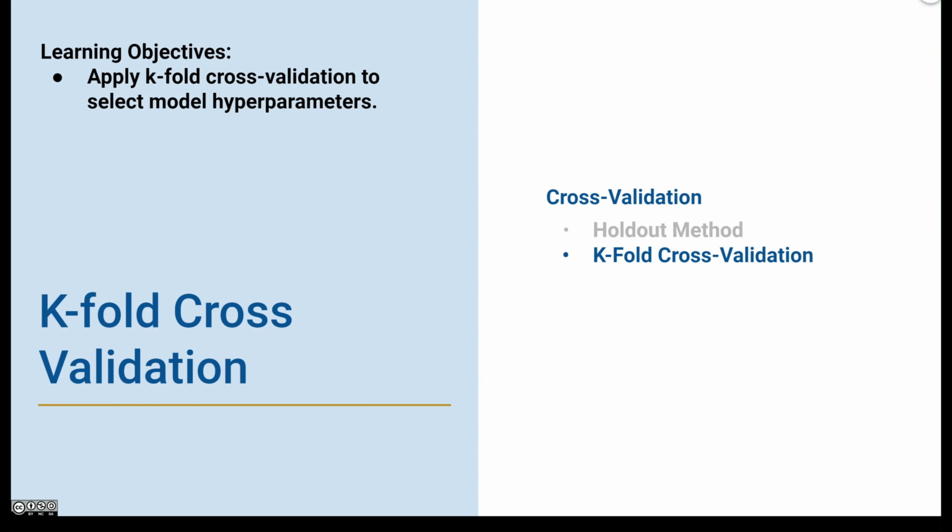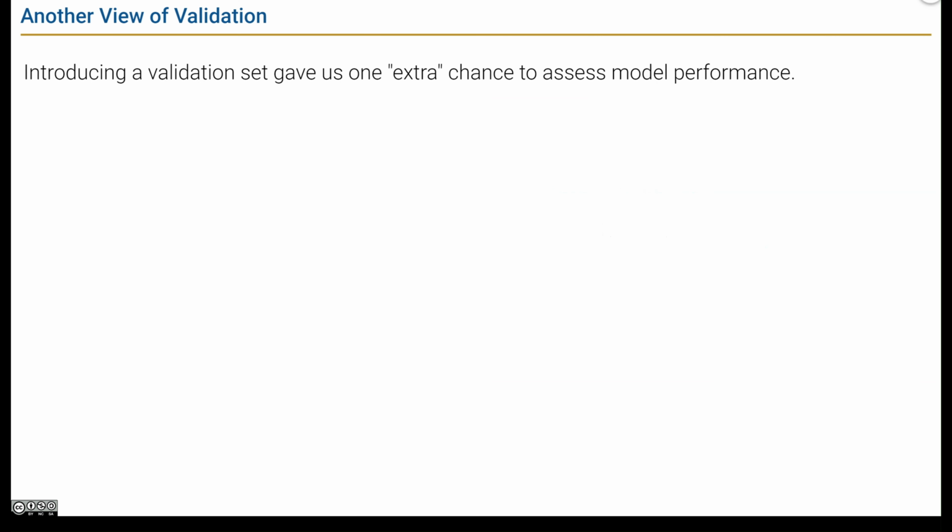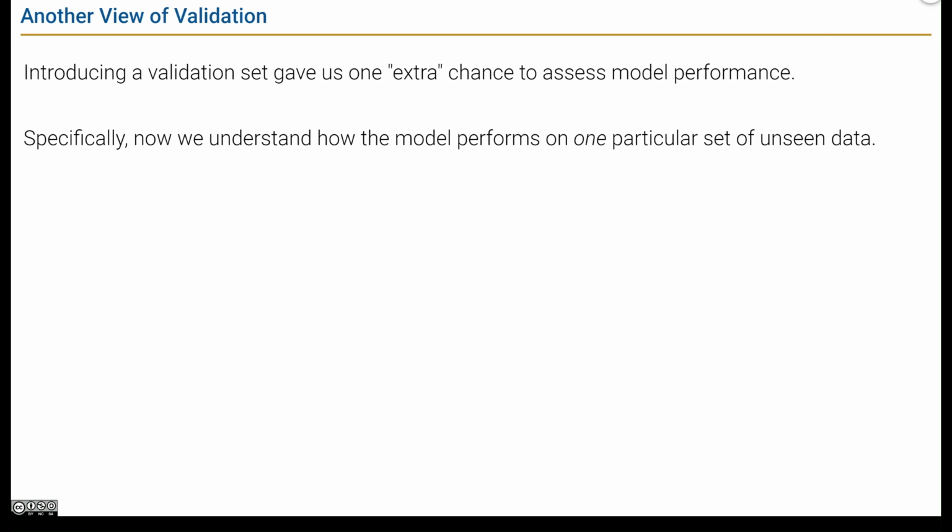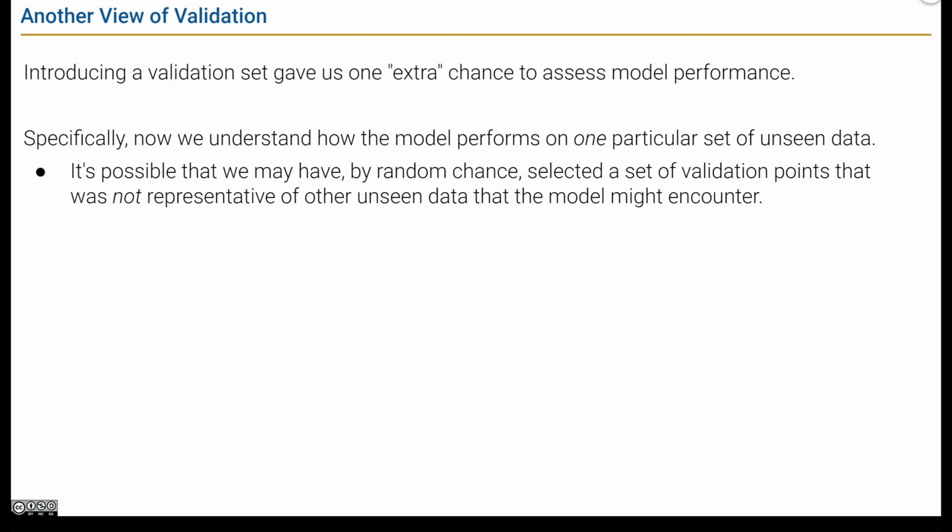Now we're going to define a type of cross-validation called k-fold cross-validation. So we saw in the previous video when we did holdout cross-validation that introducing our validation set gave us a chance to assess our model performance and then iterate. And it gave us a view into how the model is going to perform on one particular set of unseen data, in this case, the validation set.